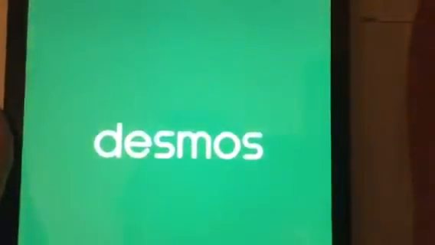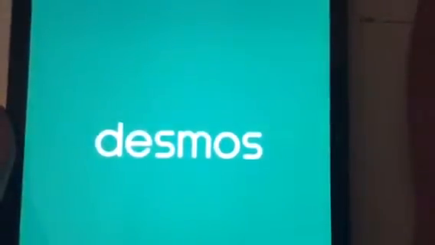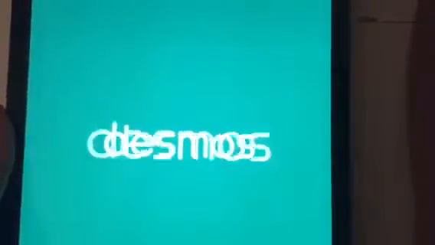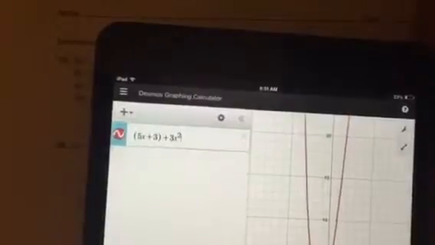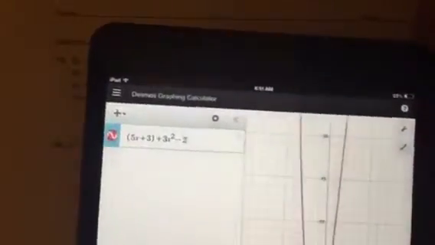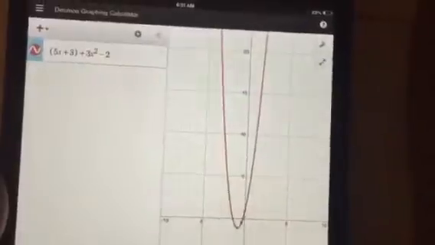And again, I only have the option of Desmos. So I'm going to use Desmos here at home. And I'm going to type that in. So the first one I'm going to type in is 5x plus 3 in parentheses, and then it's plus 3x squared, and then minus 2. So this is the graph of that first expression right there.